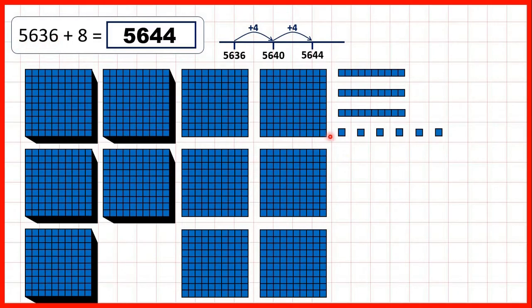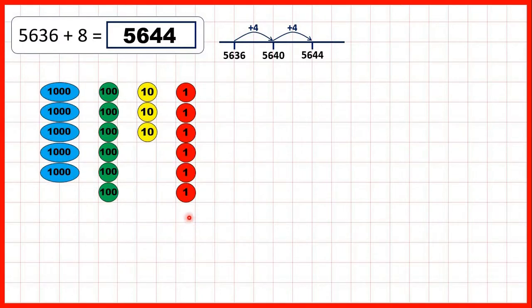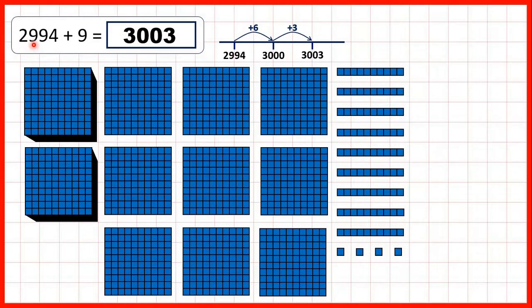Our next question was 5636, which we can see here. So we can add 1, 2, 3, 4, exchange, then add 5, 6, 7, 8, and that gives us 5644 as our answer. Or using place value counters, we can add 1, 2, 3, 4, exchange, then add 5, 6, 7, 8, and we get 5644. Then we had 2994 plus 9.